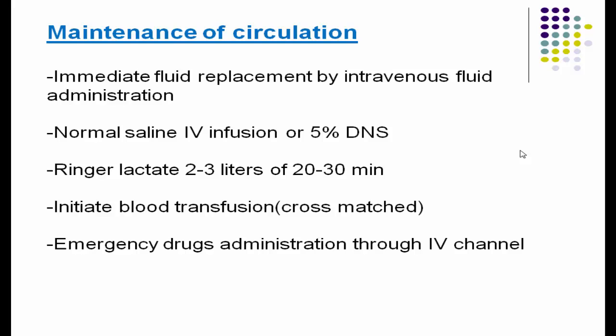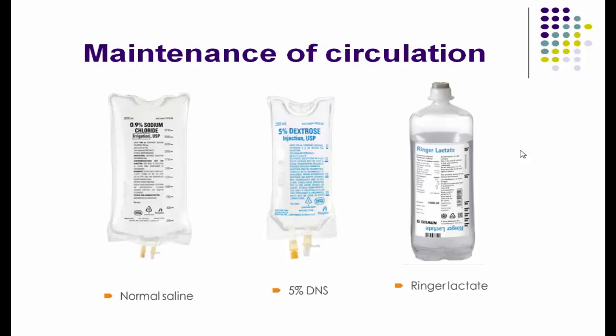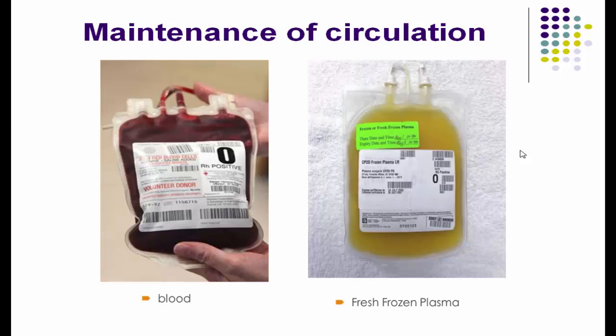Now the maintenance of circulation. Immediate fluid replacement by intravenous fluid administration should be done, and normal saline IV infusion or 5% DNS, Ringer lactate, 2 to 3 liters over 20 to 30 minutes. Initiate blood transfusion after cross-matching, and emergency drug administration through IV channel. You can see here some fluids such as normal saline, 5% DNS and Ringer lactate.